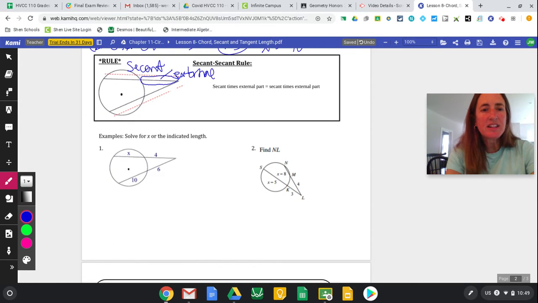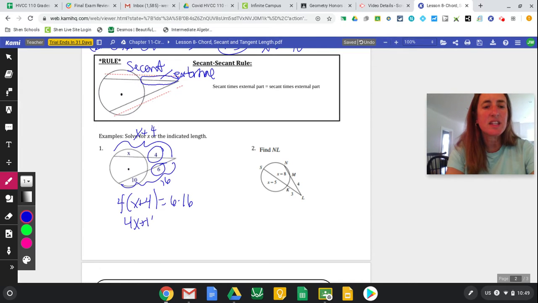So I would technically take this whole secant and times it by its external part. So 4 times x plus 4 is going to equal this whole secant, which is 16, times its external part, which is 6. So 6 times 16. 4x plus 16 equals 96. 4x equals 80. X is 20.